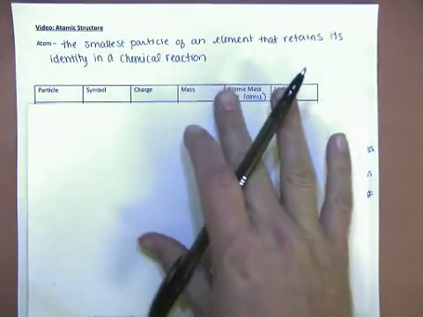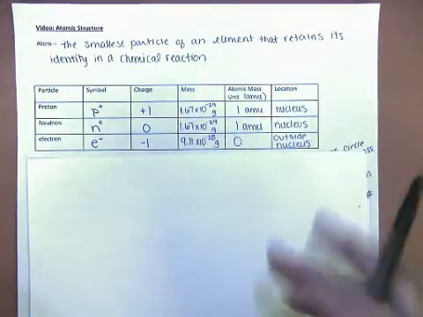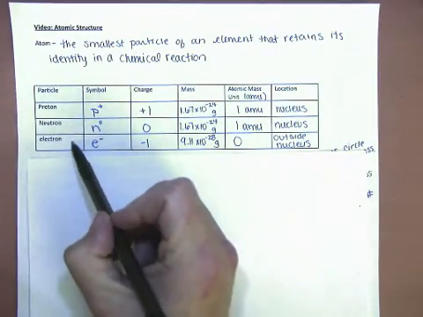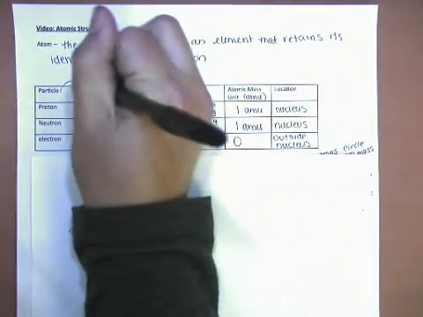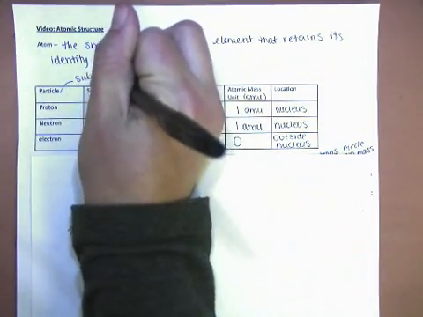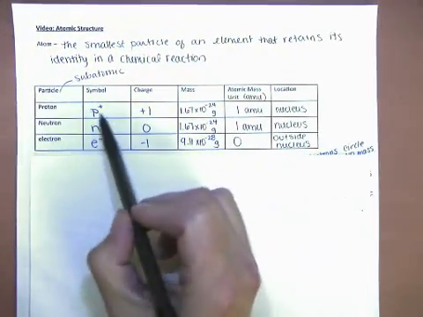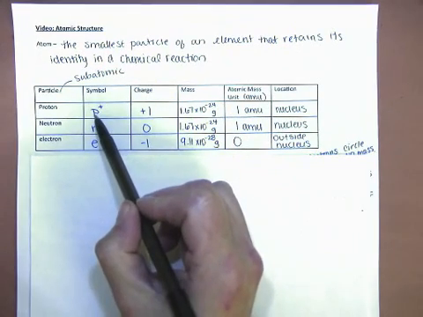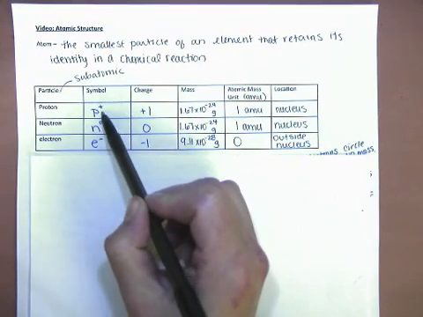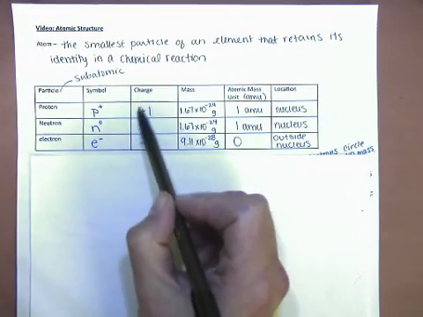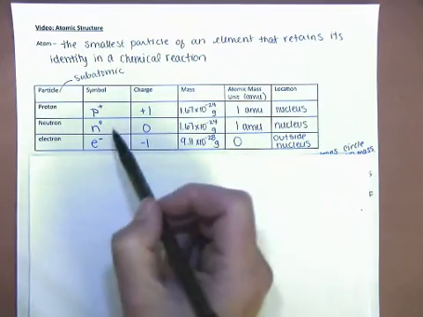and how they behave. The three different particles that are inside an atom are protons, neutrons, and electrons. These particles are called subatomic particles because they're smaller than the atom. First one we have is a proton. Symbol for a proton is a lowercase p with a plus sign. This is because a proton's charge is positive 1.